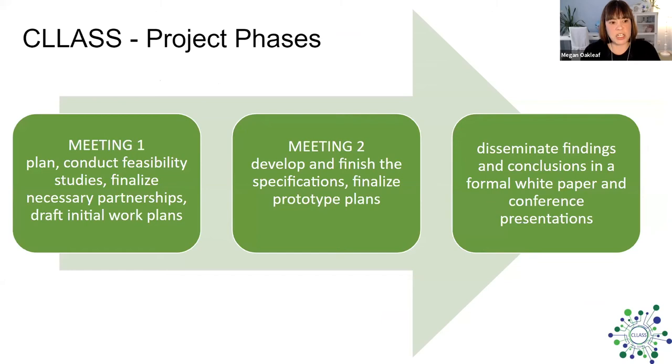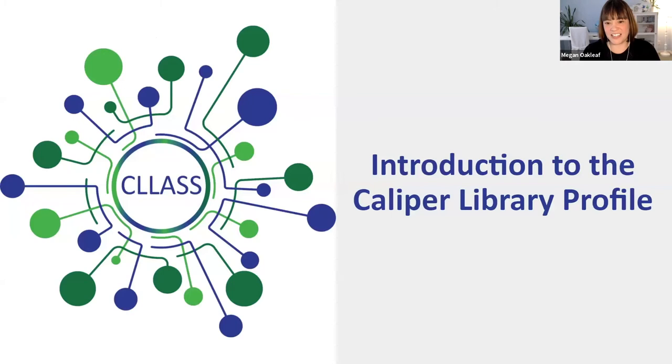We had two in-person meetings back in the days when we could have in-person meetings. OCLC hosted them in Dublin, Ohio, and we all came together to talk about our plan and finalize our partnerships and make drafts of our plans, a lot of whiteboarding. Meeting two, we finished the specifications, or we thought we did. And we had them pretty close, but then when it came time to really formalize it and get it approved through the process and have it ready for the white paper, which was at the end, we spent another good many hours meeting virtually throughout 2020 to get the work done. So there were at least three phases of the project, although that last one was pretty long. Okay, I'm going to hand it over to Ken. He's going to talk about the Caliper Library Profile.